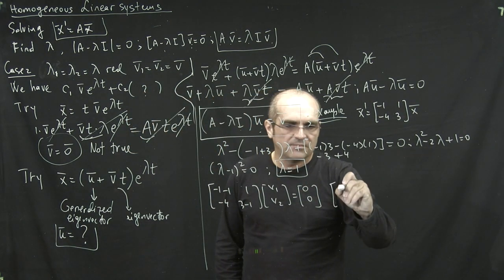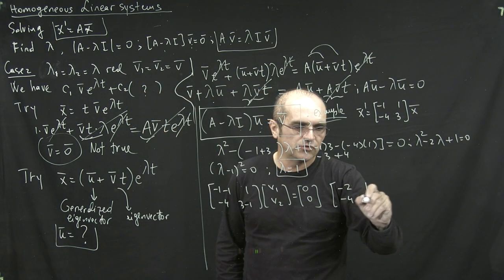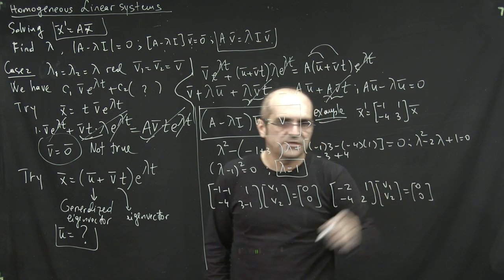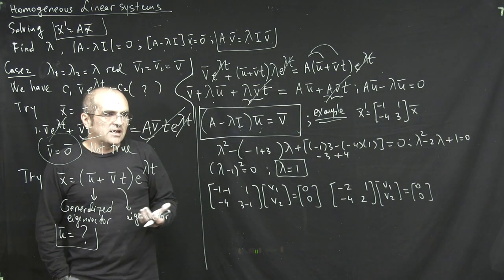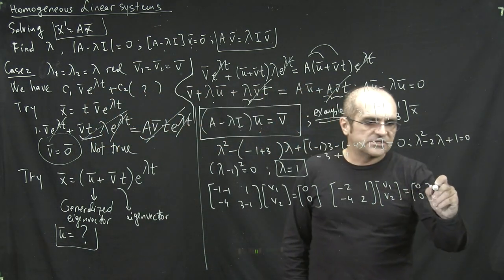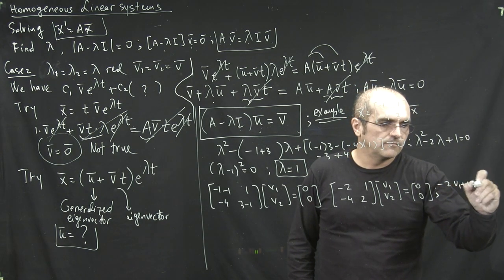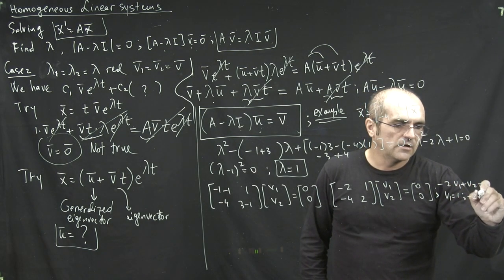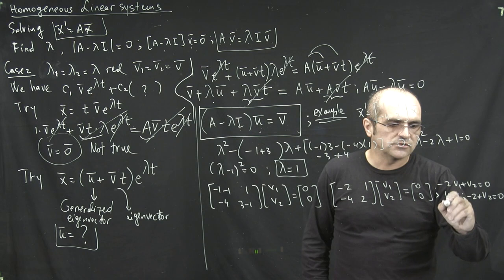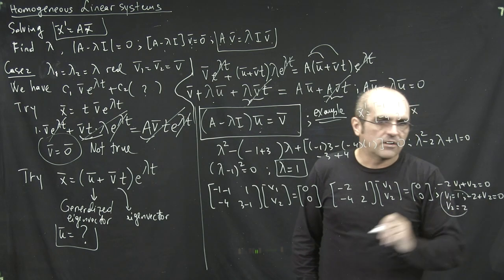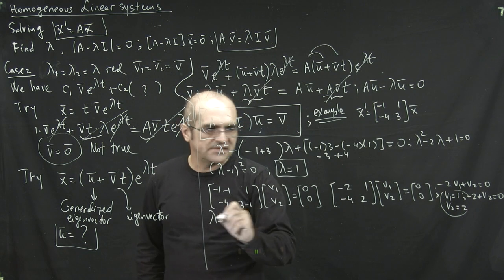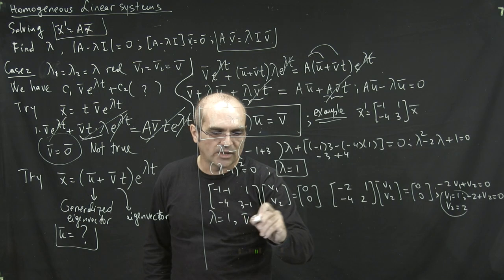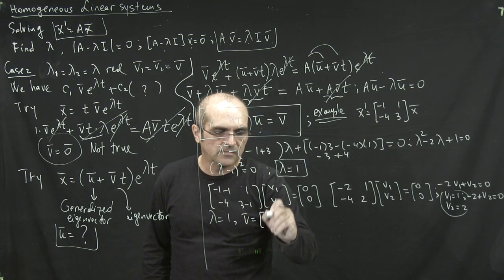And that becomes minus 2, 1, minus 4, 2. Notice the rows are dependent, which is reassuring, as they should be. Like before, just pick any row you want and solve for the eigenvector. I'm going to choose the first one again. I'm going to choose V1 to be 1, and that gives me V2 equals 2. Okay, so the eigenvalue, lambda, again is 1, and the eigenvector corresponding to it is 1, 2.